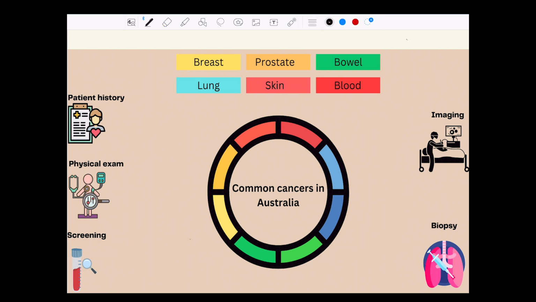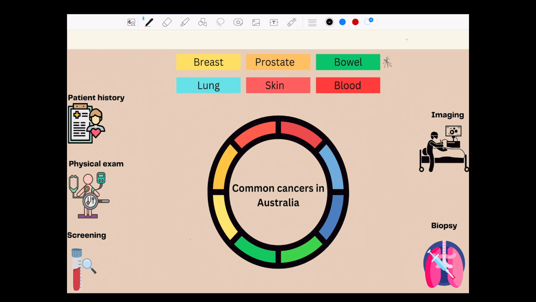But now what I'll do is I'll go to some specific examples from these 6 types. So let's start with bowel cancer. So bowel cancer, let's start with the patient history. I shouldn't say family history, it's just patient history. So essentially bowel cancer is abnormal epithelial growth within the bowel wall.